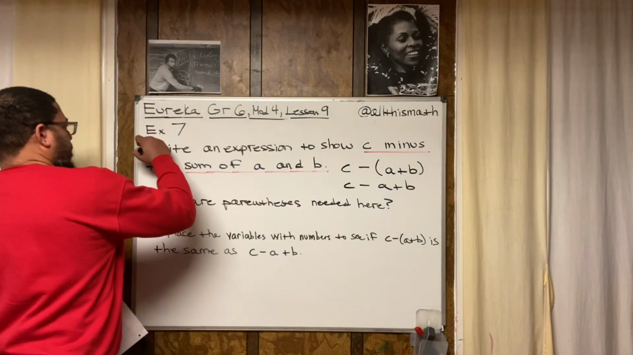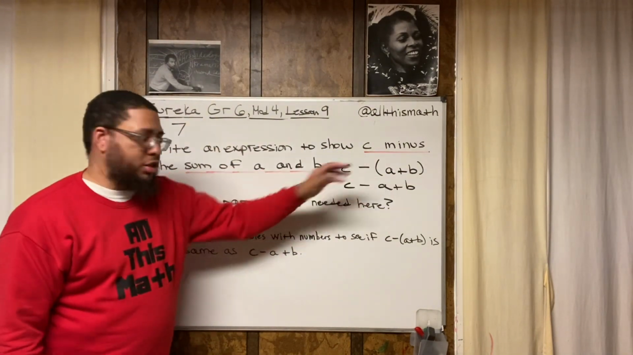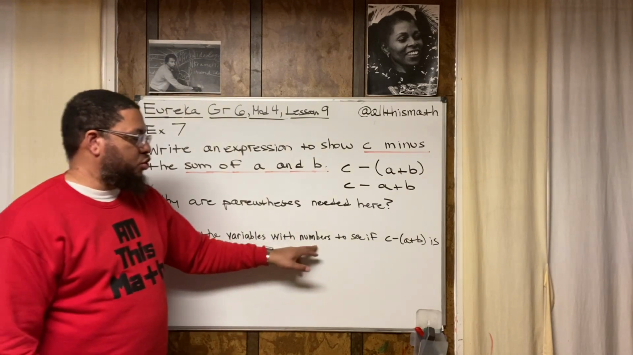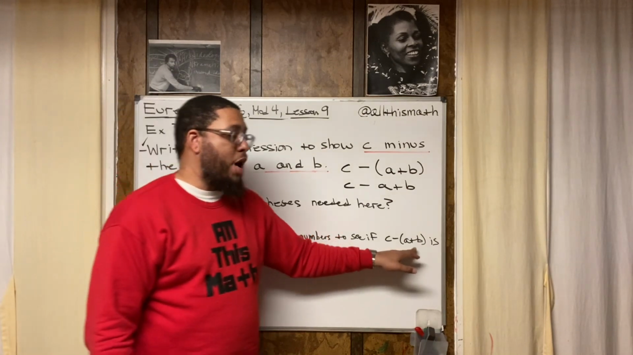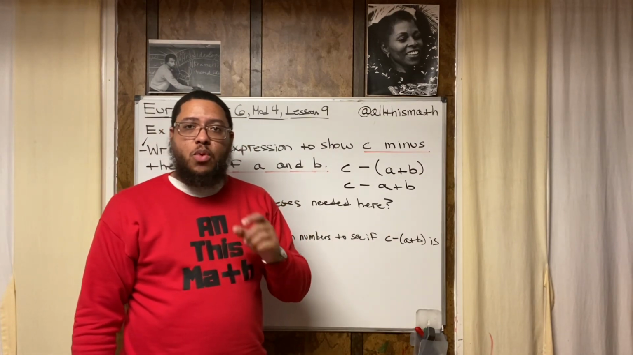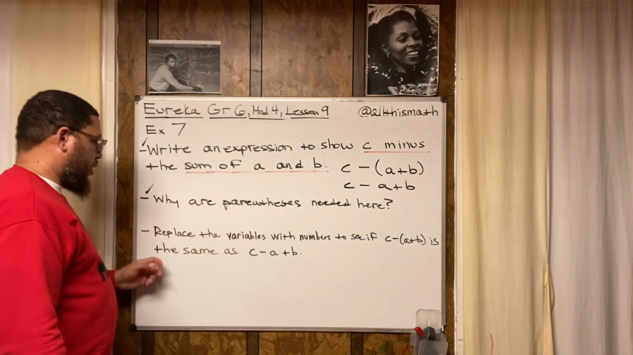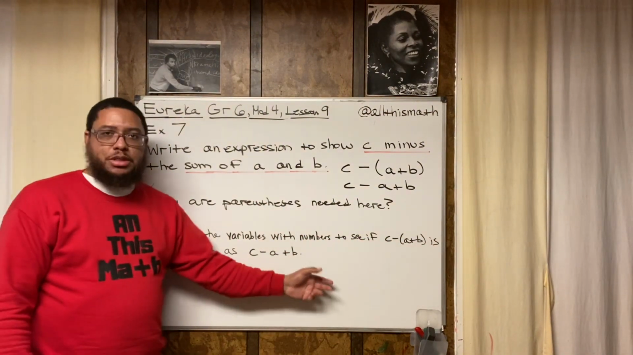So we did this one. We did this one. Now, the last example kind of deals with what we just talked about. It says replace the variables with numbers to see if C minus the quantity A plus B is the same as C minus A plus B. Whenever the expression is inside parentheses, we call that a quantity.